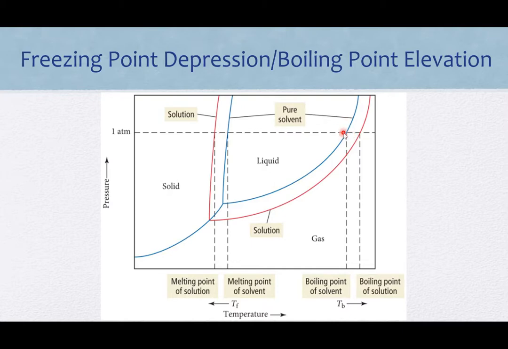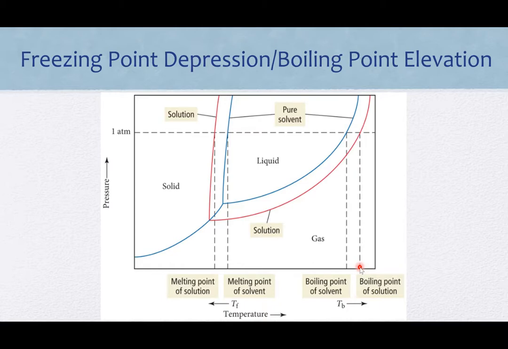And then same thing over here on the boiling point side. So the blue represents the pure solvent. So this would be the temperature at which it boils. So let's say it's 100 degrees Celsius. Let's say it's water. We add a solute to that mixture. And now the boiling point is out here. And so now the boiling point would be at 103 degrees Celsius. So it would be a higher temperature for that to boil. Boiling point elevation.